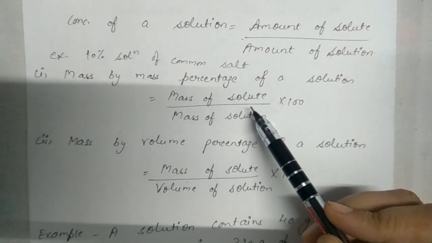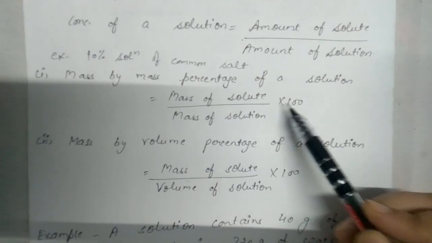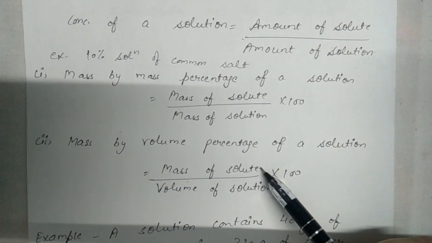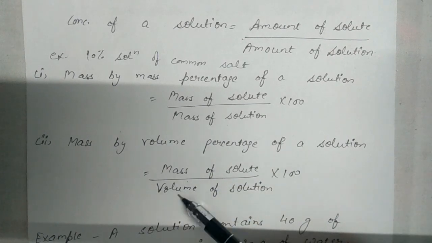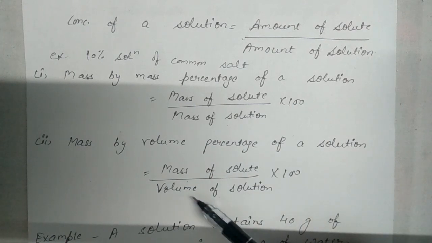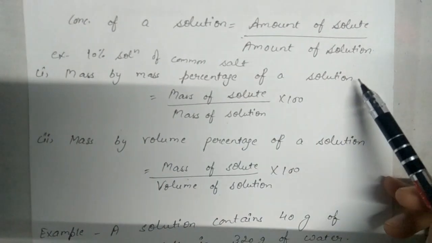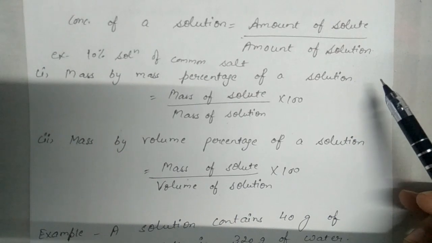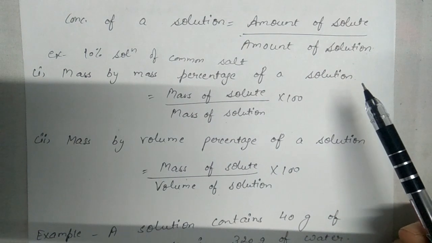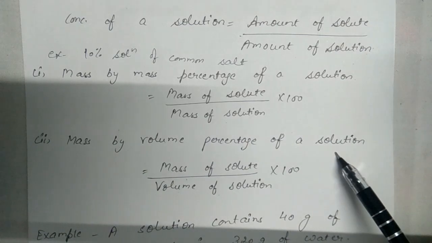So in the first case, we will take mass of solute divided by mass of solution into 100. But if we talk about mass by volume, it means here we compare the mass of solute with the volume of a solution. So the formula will be mass of solute divided by volume of solution multiplied by 100. So if nothing is mentioned in the question, then we will calculate mass by mass. But if it is particularly mentioned in the question that we have to calculate mass by volume percentage, then we will use this formula. Okay.